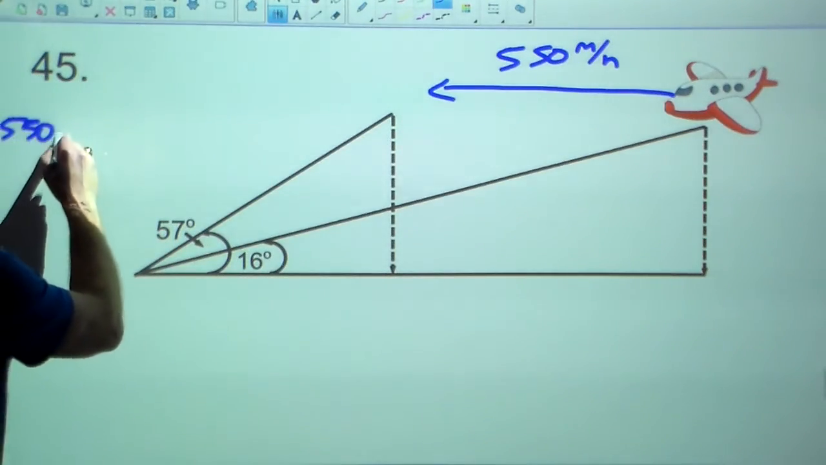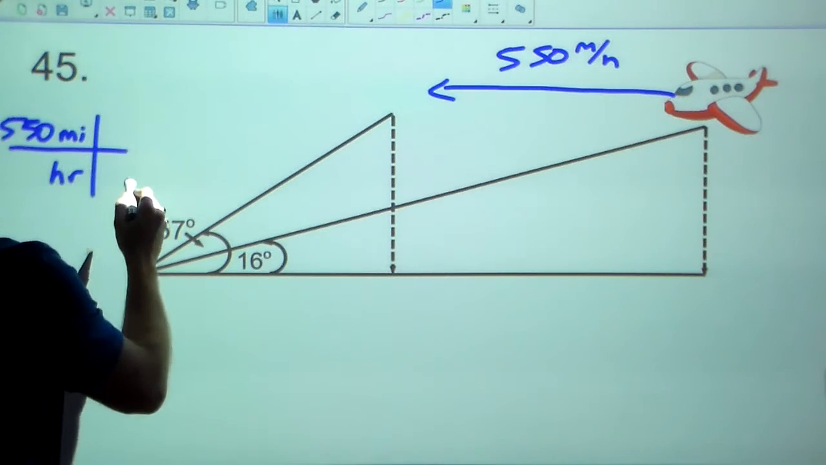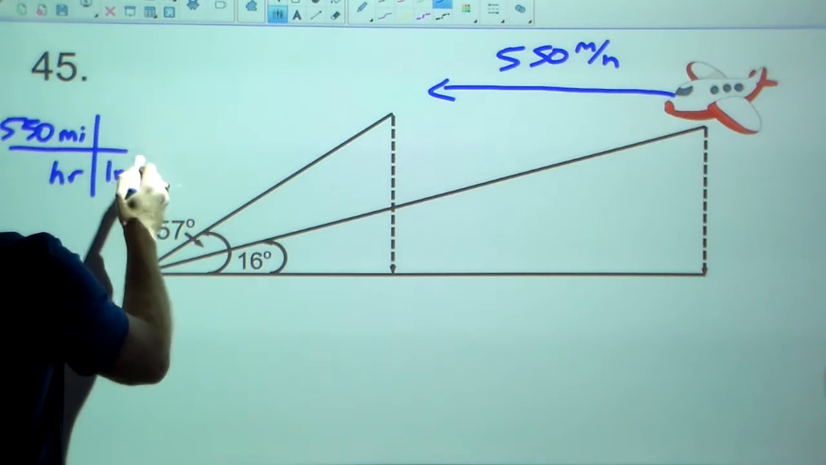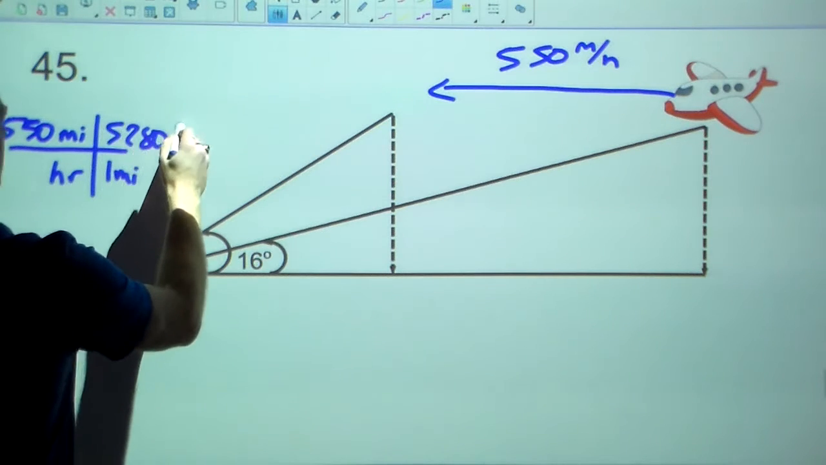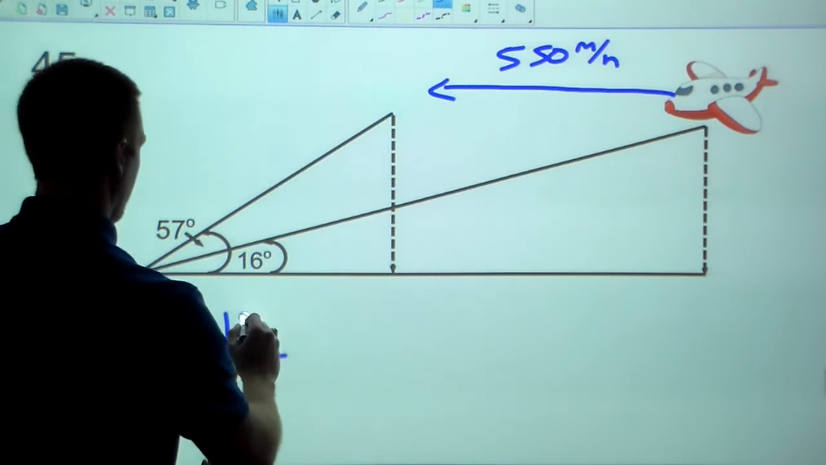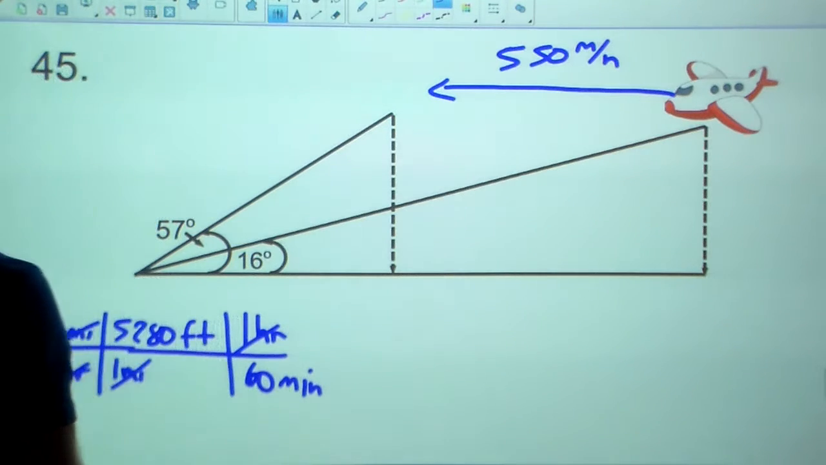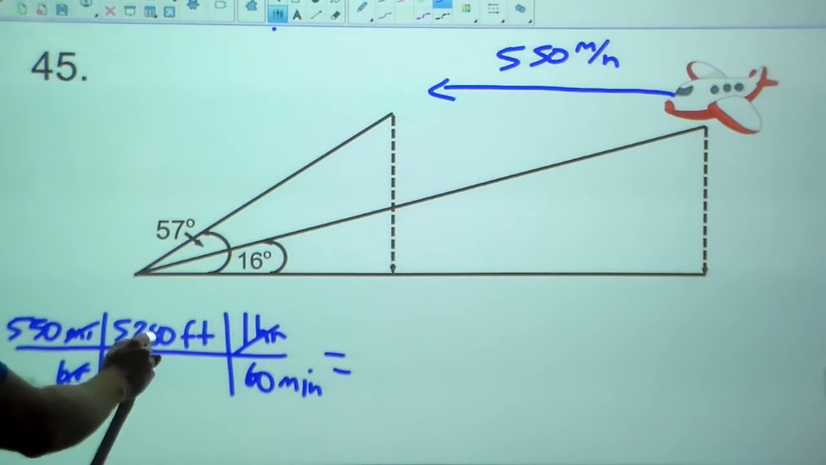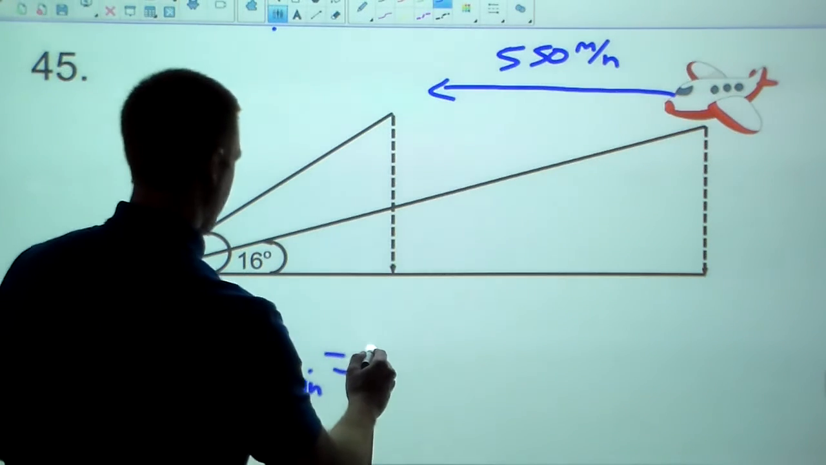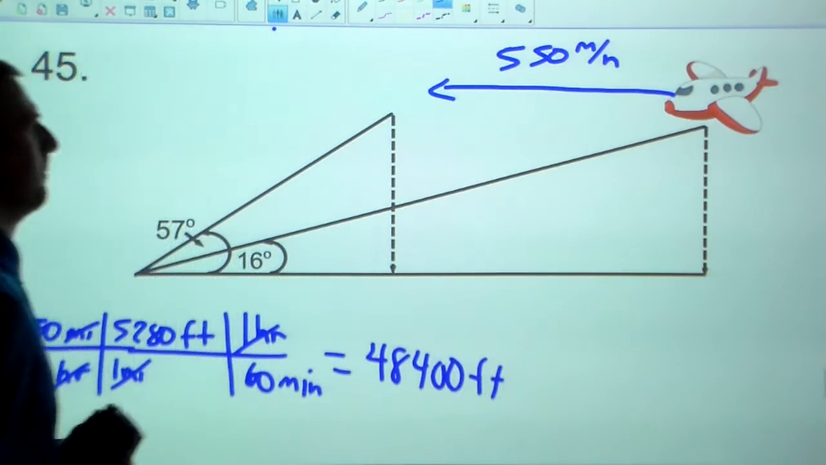I'll just do a little conversion table, 550 miles per hour, and we want to get that to feet, so 1 mile is 5,280 feet. And then we want to get hours to minutes because we want to know how far this thing's traveled in 1 minute. So 1 hour is 60 minutes. So 550 times 5280 divided by 60, and all the units have crossed except for feet per minute. So this thing has traveled 48,400 feet in that 1 minute span.